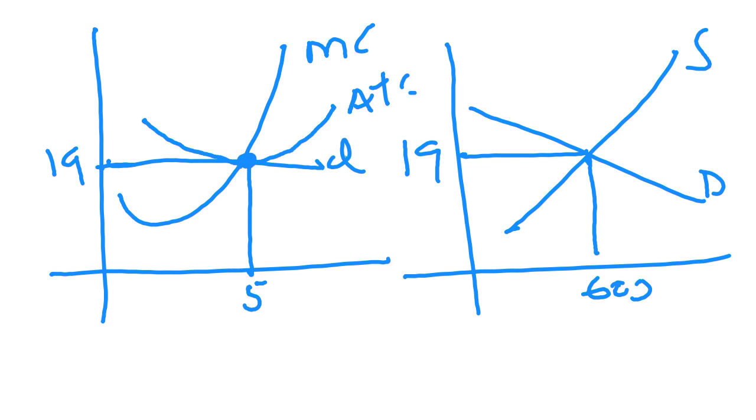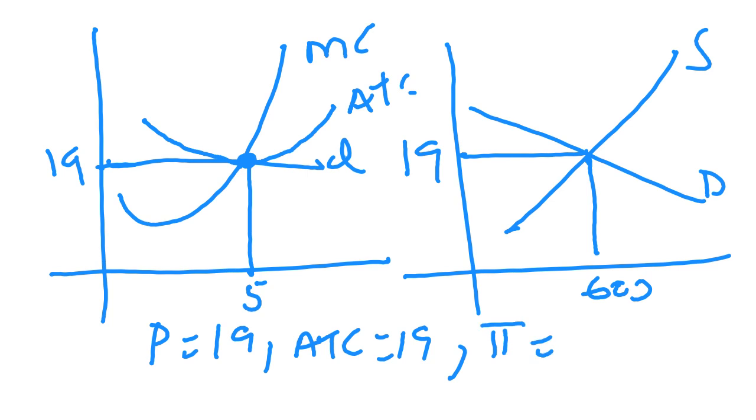ATC is also equal to 19. Both are 19. What does this mean? It means profit equal to 0. If economic profit equals 0, it means this is long run equilibrium. Why long run? Because even in the long run, new firms will not enter this industry, and existing firms are already making normal profits. There's no incentive for them to exit the market, so it will stay there. So that is the long run situation.